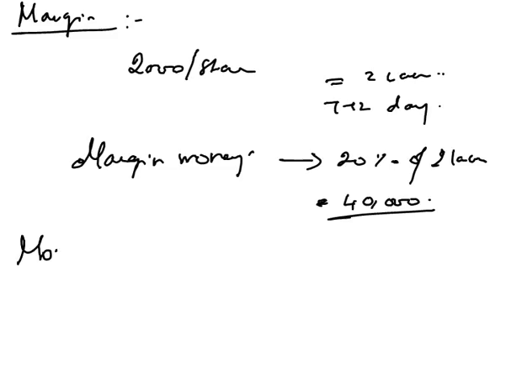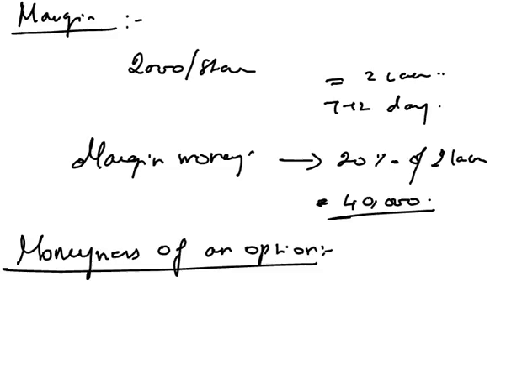And there is something called moneyness of an option. Let's talk about that. So moneyness of an option indicates whether the option is worth exercising or not. That is, if the option is exercised by the buyer of the option, whether he will receive money or not. So moneyness at any time depends upon the spot price of the underlying asset, and how it is related to the strike price.